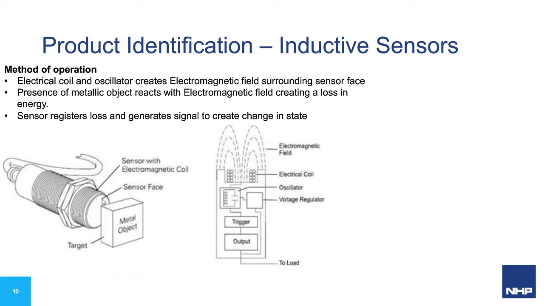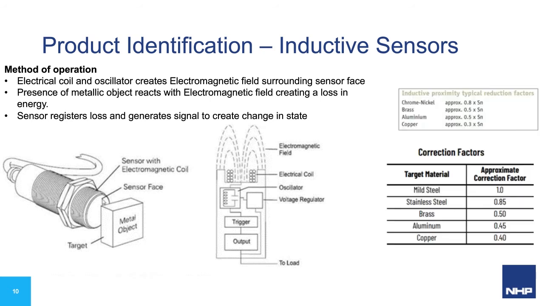Now, this reduction in the sensing range is known as the reduction factor or correction factor, and there are some charts that show common metals and the effect. So these reduction factors help determine what reduction in sensing distance will be experienced when certain metals are used or trying to be detected. So the application and metal being detected needs to be considered.